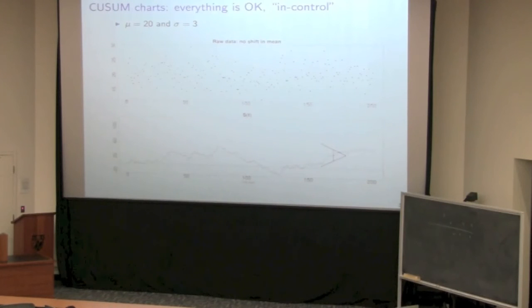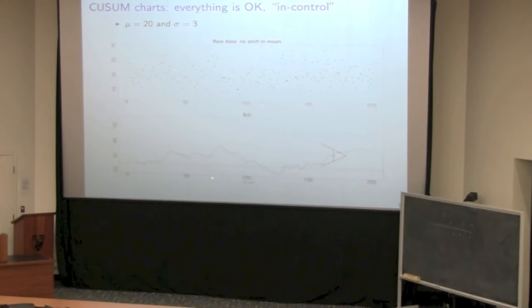So here you can see the cumulative sum. Here's your raw data. We don't plot that. We in fact just plot the cumulative sum. As I mentioned, it's a line that sort of drifts up and down, and there's no control limits on this.